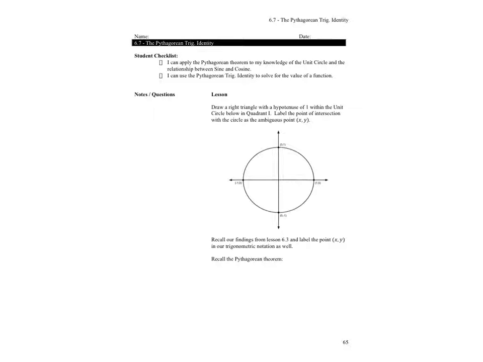All right, guys, there's one more concept that I want to introduce to you all before we close out Unit 6 and start reviewing for the test. And it's called the Pythagorean trig identity. So you can probably imagine where this thing is going to come from.